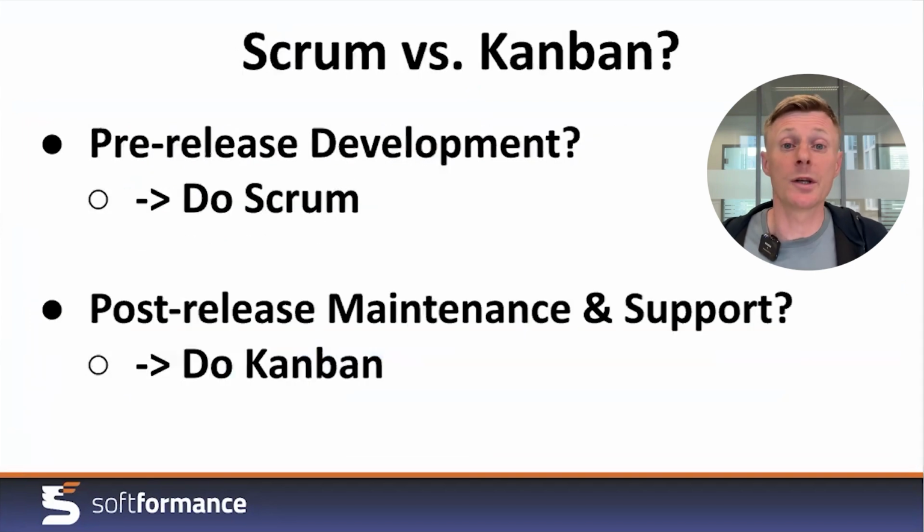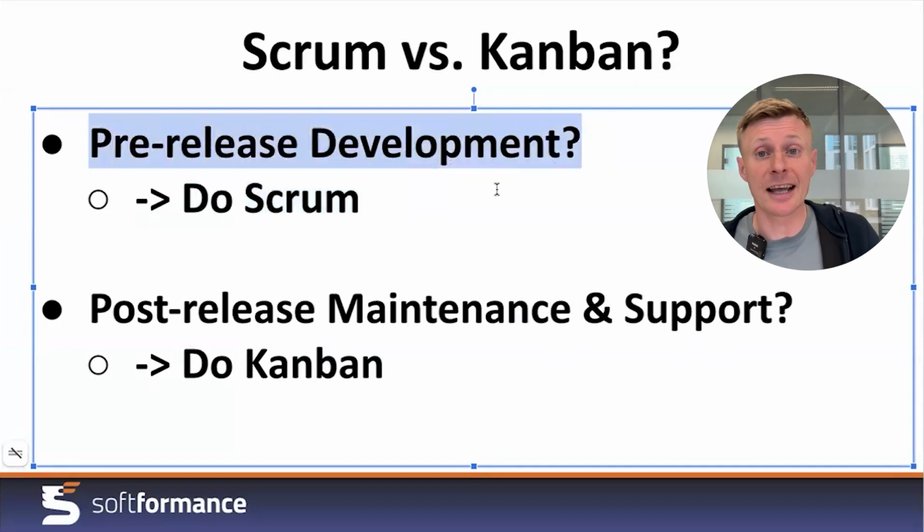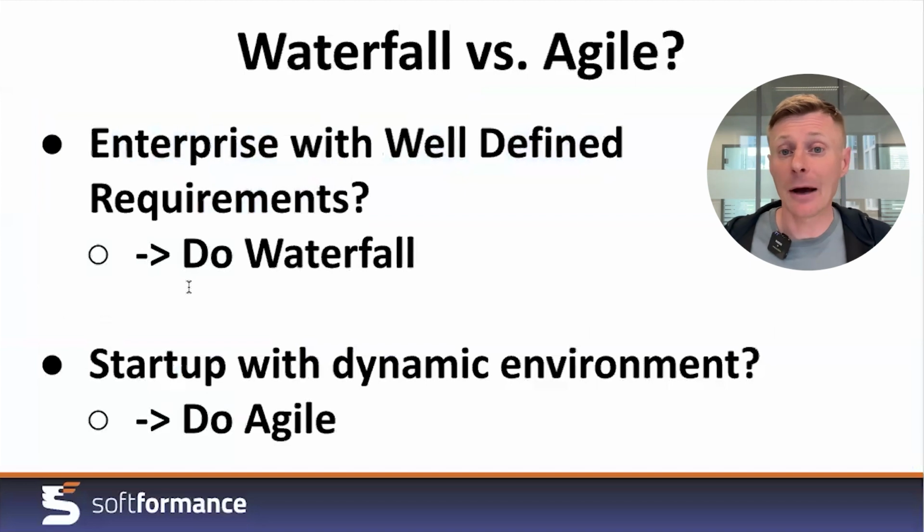Now, how do you choose between Scrum and Kanban? When starting development, use Scrum with 2-week sprints and regular demo sessions. This is ideal for the active development phase, allowing you to build and iterate on large features.